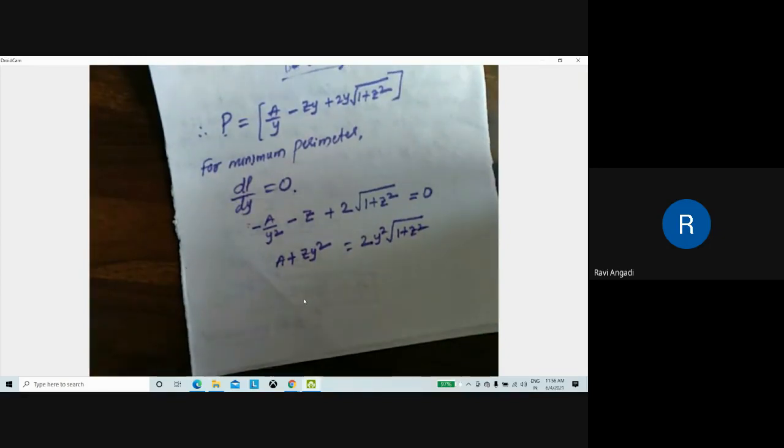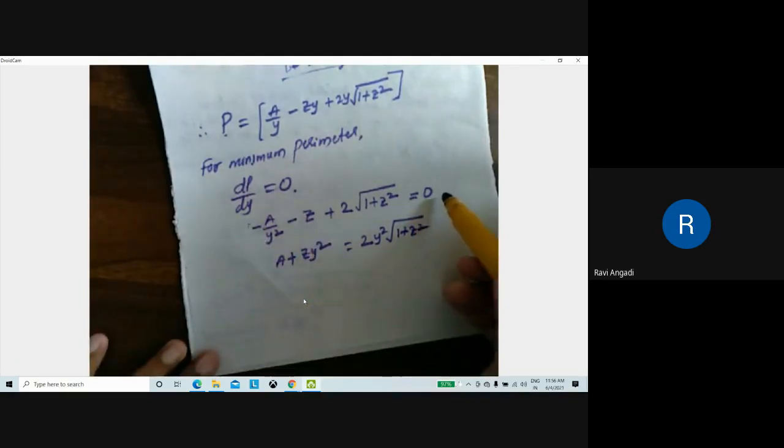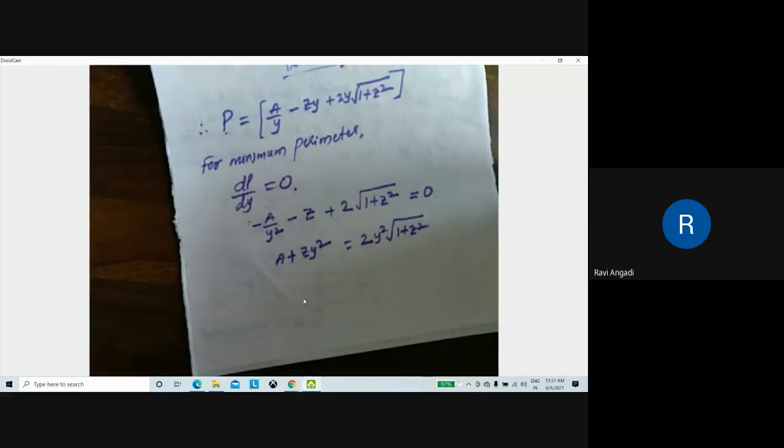I had taken the LHS and RHS; this entire term I have taken to this side, and it becomes a plus. Then when I take this as a common denominator here, is it correct? Yes, sir. All of you check this one. Is it correct?